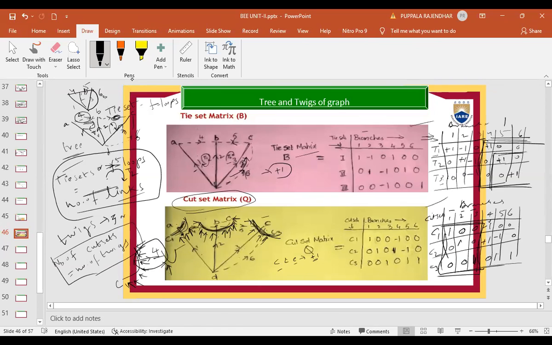What you have to remember is that the number of tie sets is equal to the number of links, and the number of cut sets is equal to the number of twigs. Each cut set should have one twig and the remaining all links, and each loop has one link and the remaining all twigs. So these are the basics.